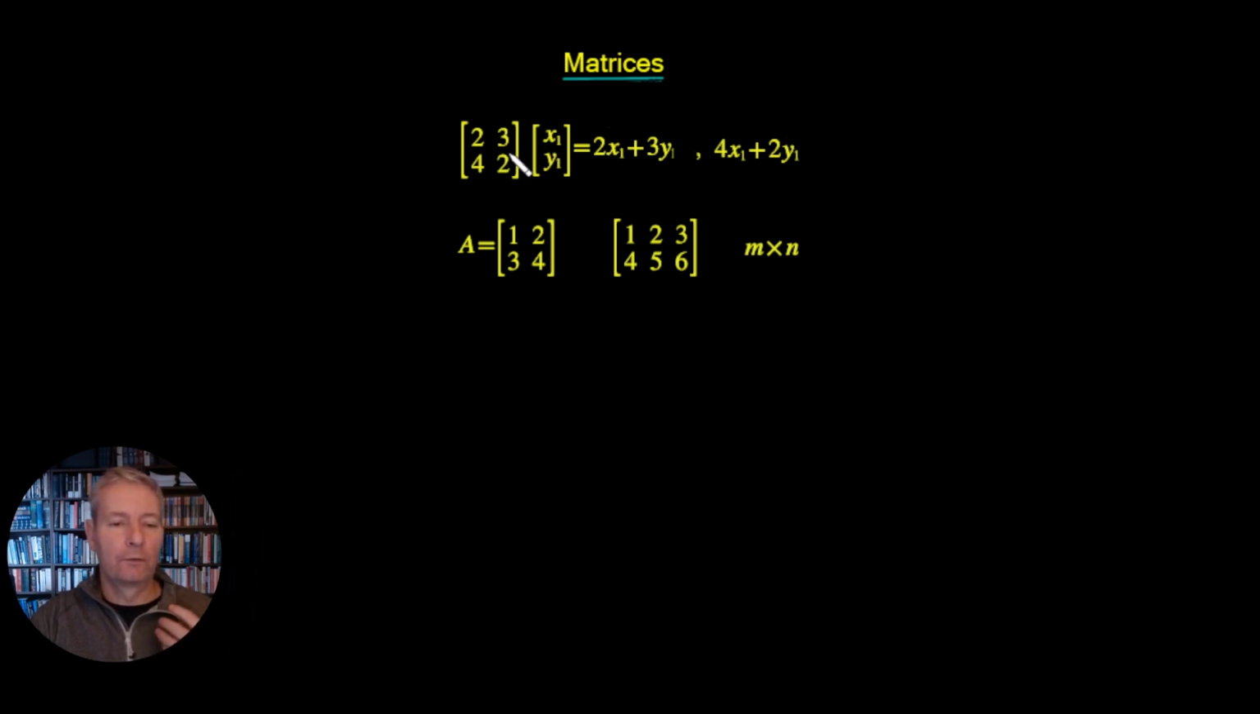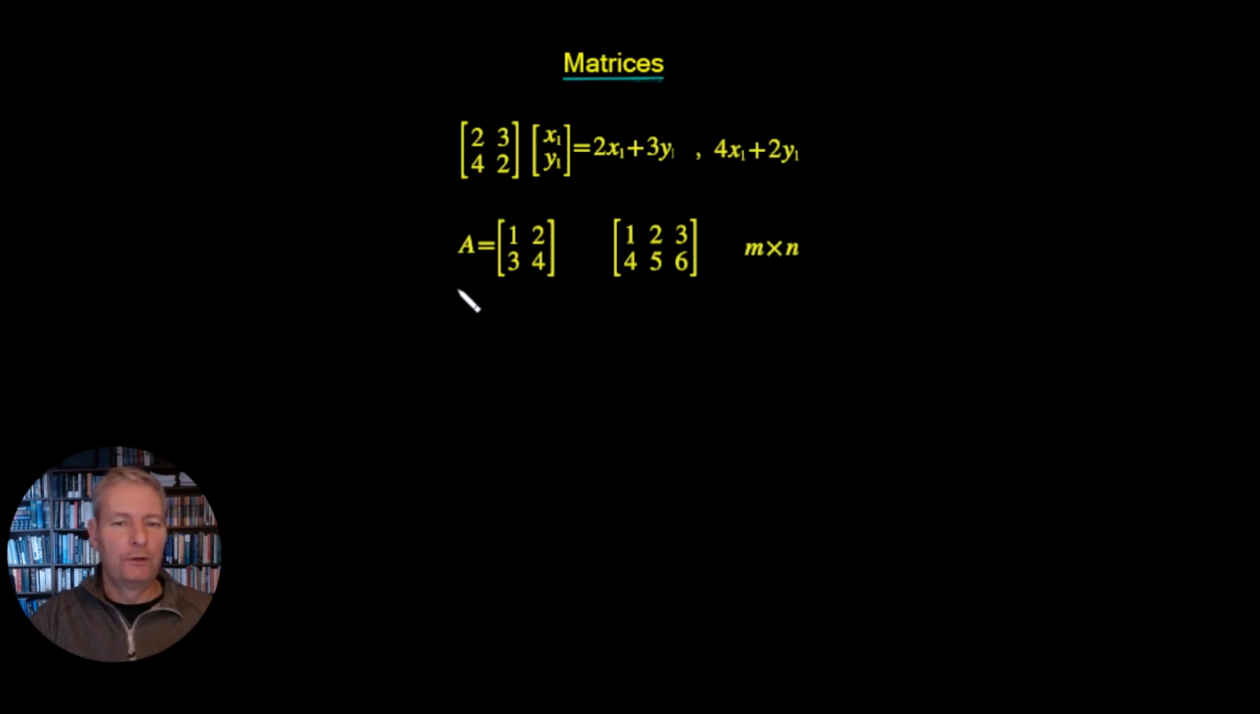Now, usually whenever we see a matrix, it'll have a capital letter, and that's something we will follow through here as well. So here's another matrix, which again is a 2 by 2 matrix. It's got 2 rows and 2 columns. Here's another one, and this one is a 2 by 3 matrix because it's got 2 rows and 3 columns. And generally we would say a matrix would be m by n, where m is the number of rows and n is the number of columns.